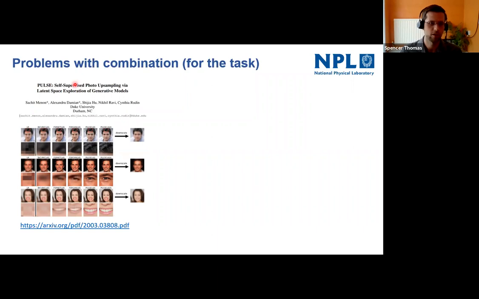So this is an algorithm called Pulse that is very good at reconstructing blurred images. You can see here that these images are very, very low resolution, and this algorithm is very good at restoring the high resolution original image. It was downsampled to give this. So a very, very powerful algorithm, very successful.